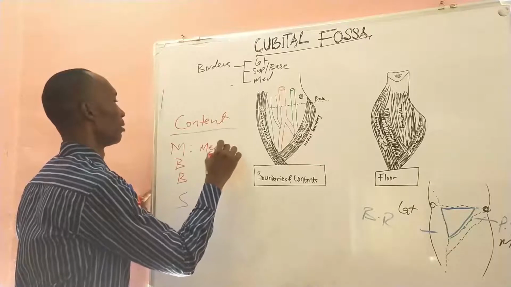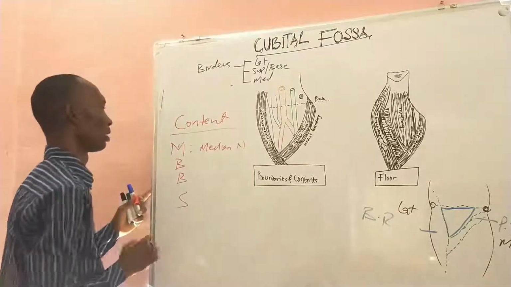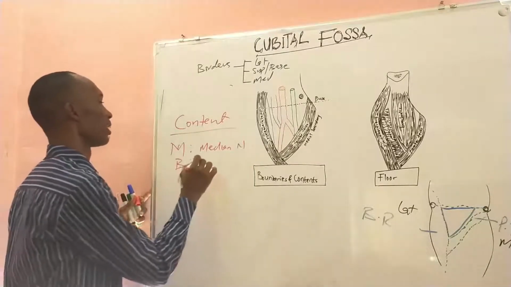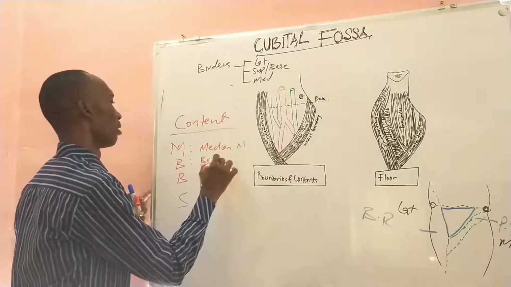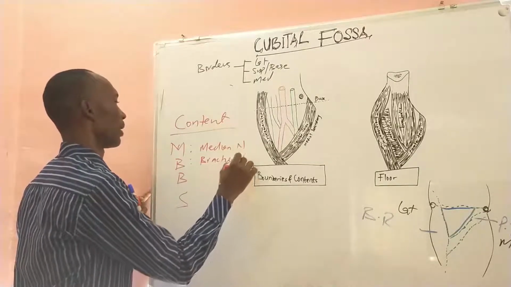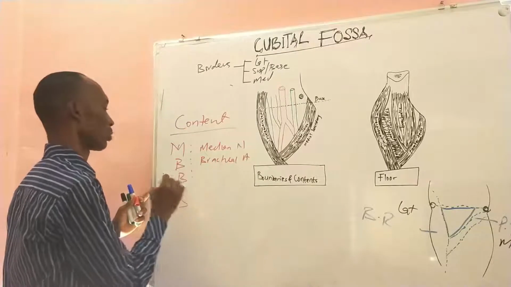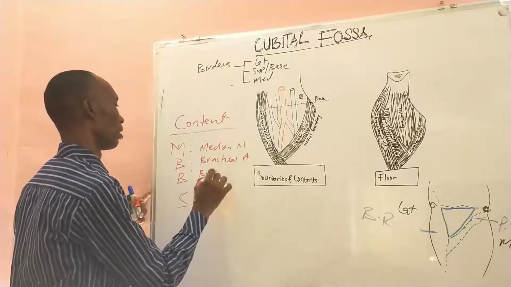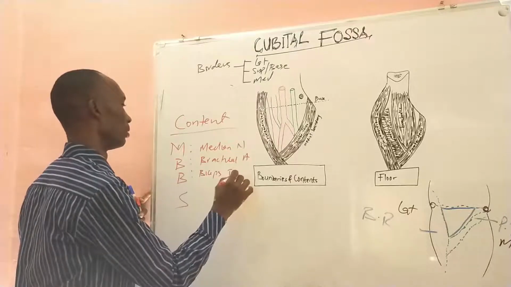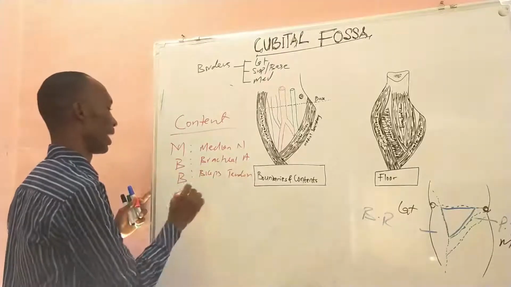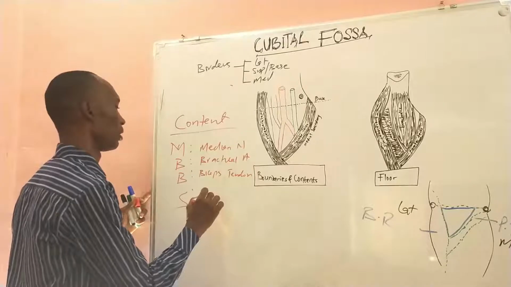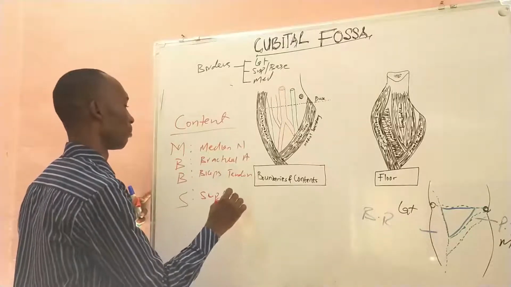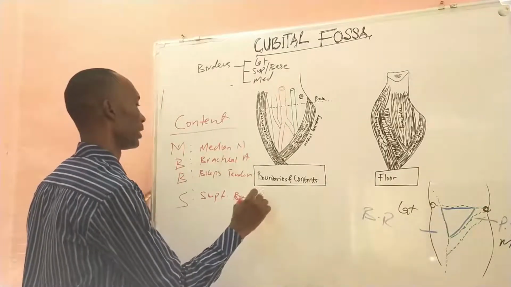We see the median nerve. The next structure, the first B, is the brachial artery. The next is the biceps tendon. And the last one is the superficial branch of the radial nerve.